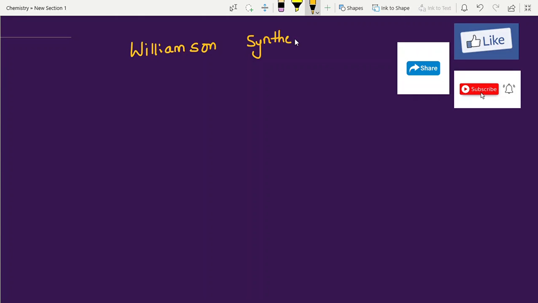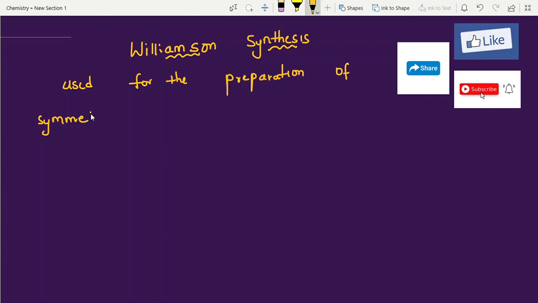Williamson ether synthesis, Williamson synthesis. Okay, first note down the definition. It is used for the preparation of symmetrical and unsymmetrical ethers. Both we are going to prepare.